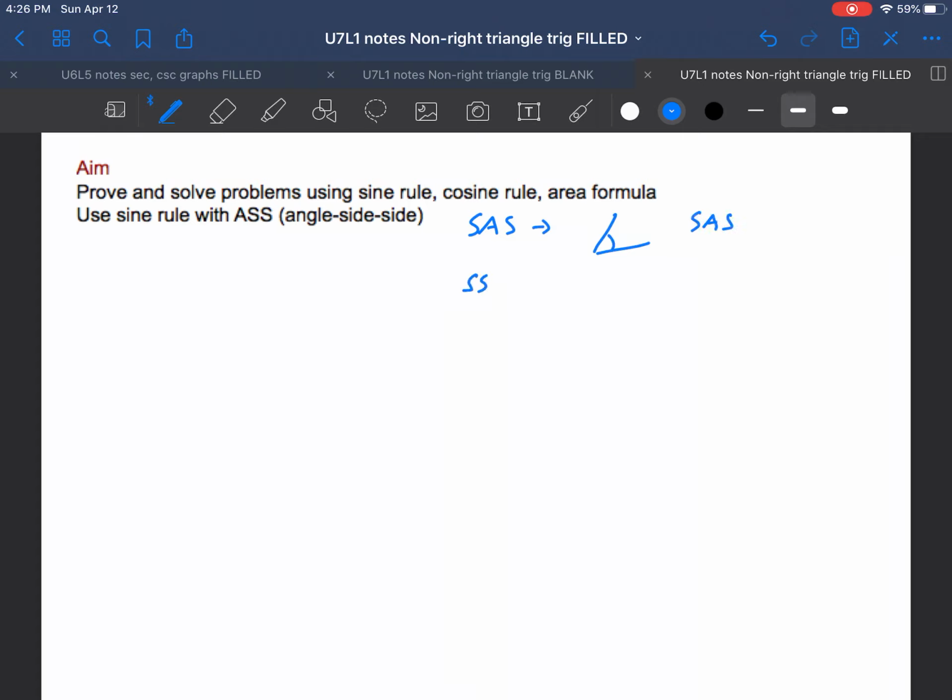Okay, when we have SSA, it's a little bit different. So we have two sides and maybe the non-included angle. So maybe we know this, but we don't know that side length. So that's a big difference to understand. First of all, is the difference between SAS, where you have the included angle and two sides that generate it, and SSA, where you have two sides and you don't have the included angle. You either have this angle over here or this angle over here.